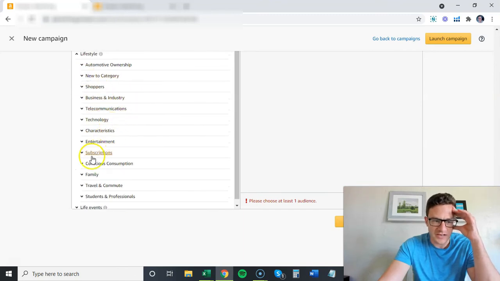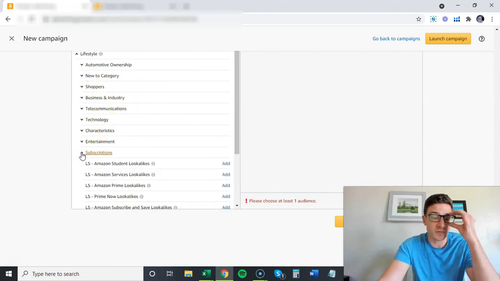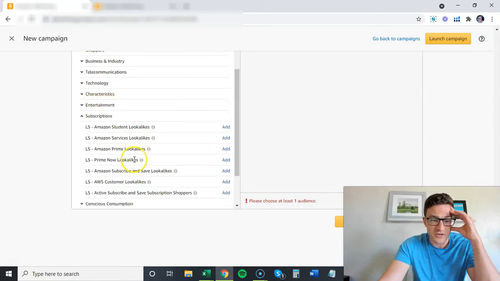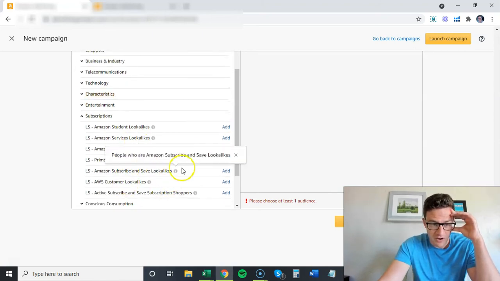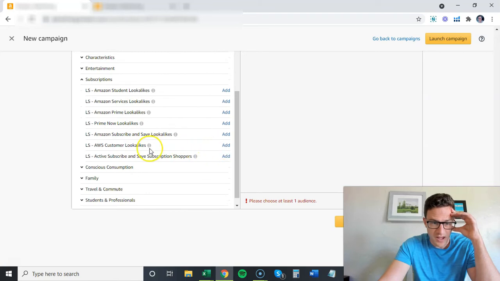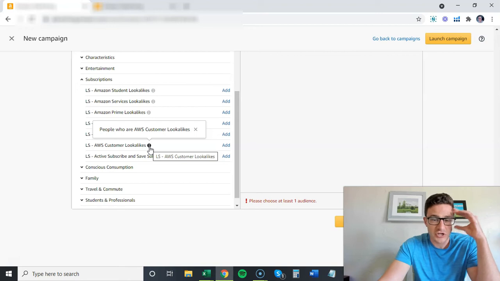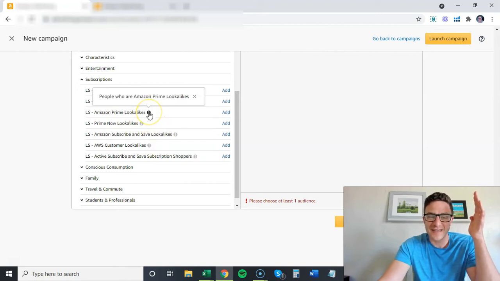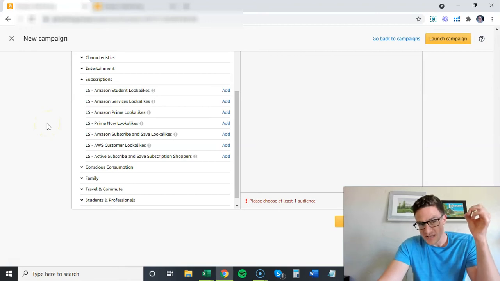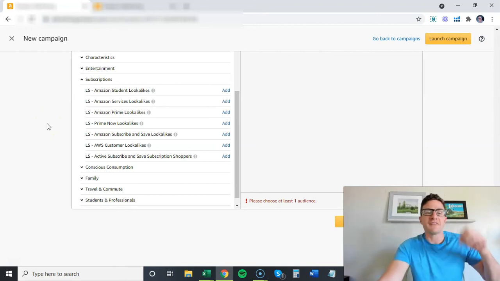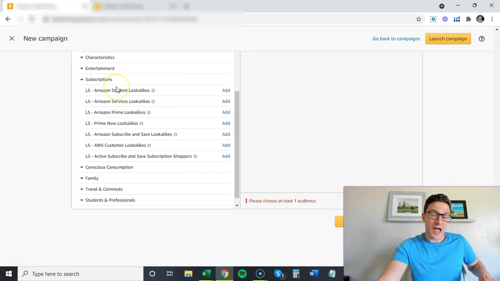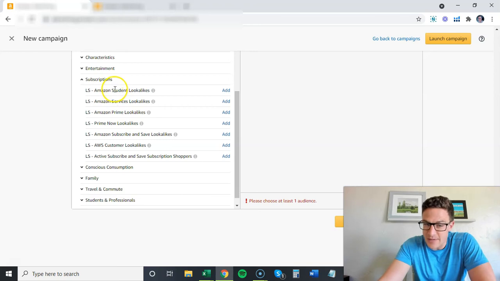If we go into subscriptions, I have no clue what subscriptions would mean. Student, service, Prime, Prime Now, AWS, and now AWS customer lookalikes. There are little info things over these. They're not going to tell you much. But lookalikes: if you have someone that's a student, and you have office supplies or college supplies, maybe Amazon student lookalikes is something you want to target.